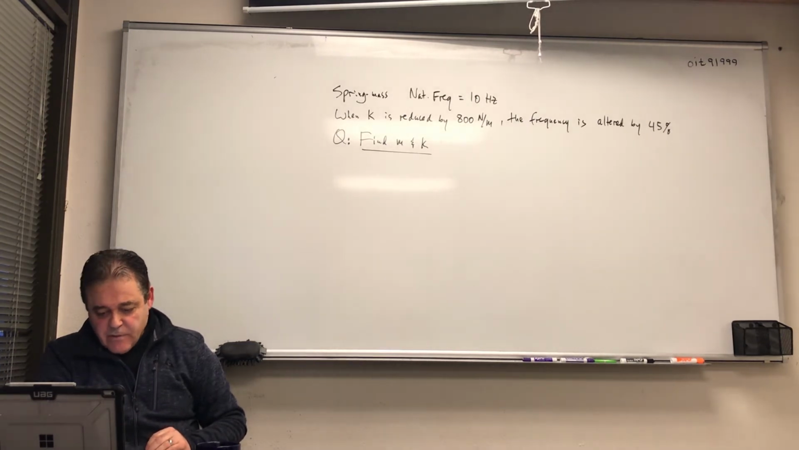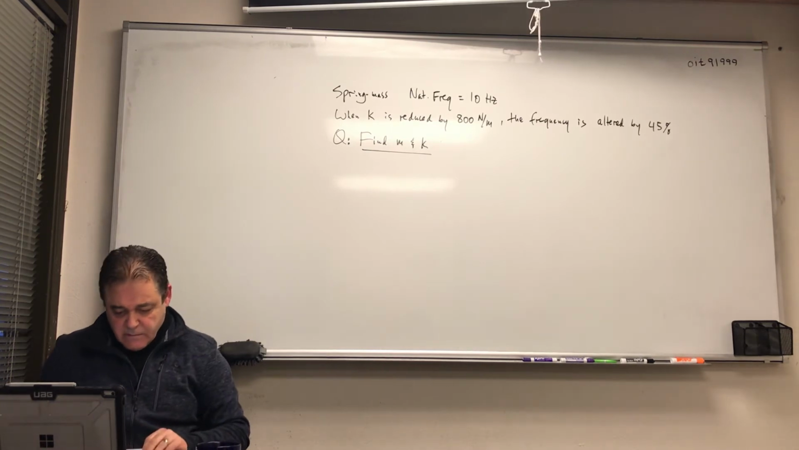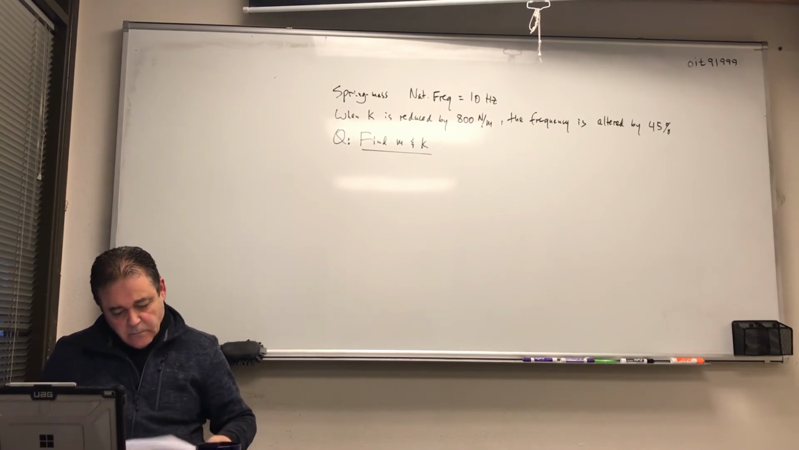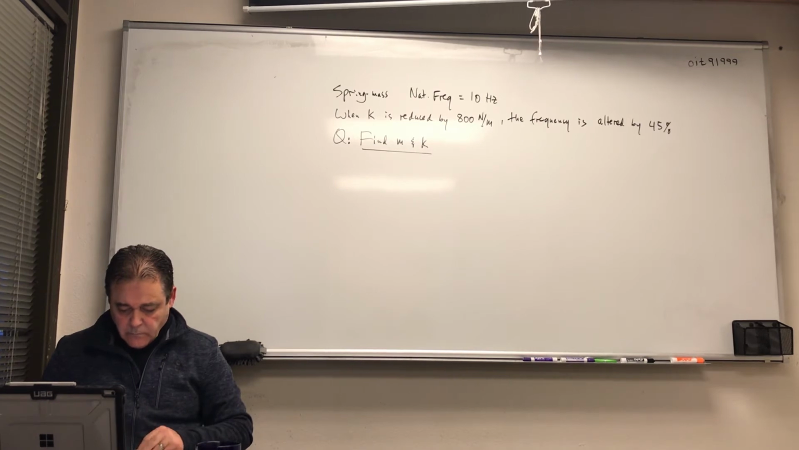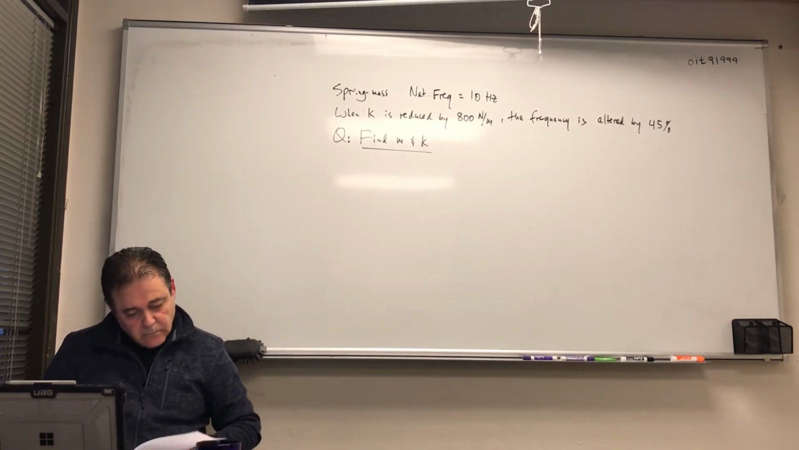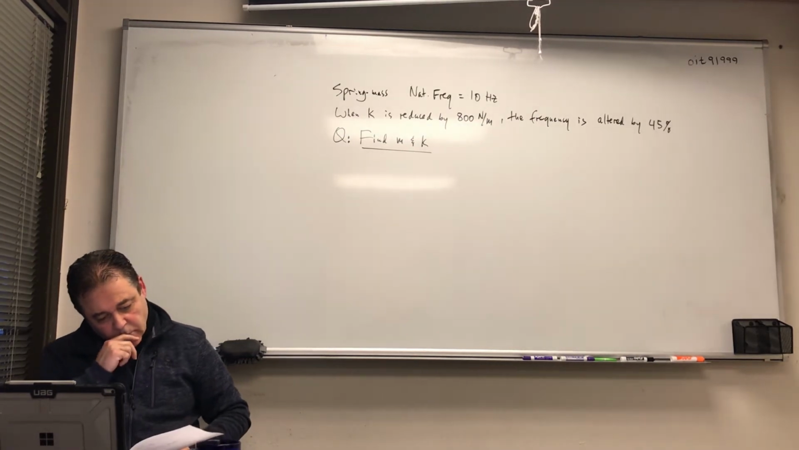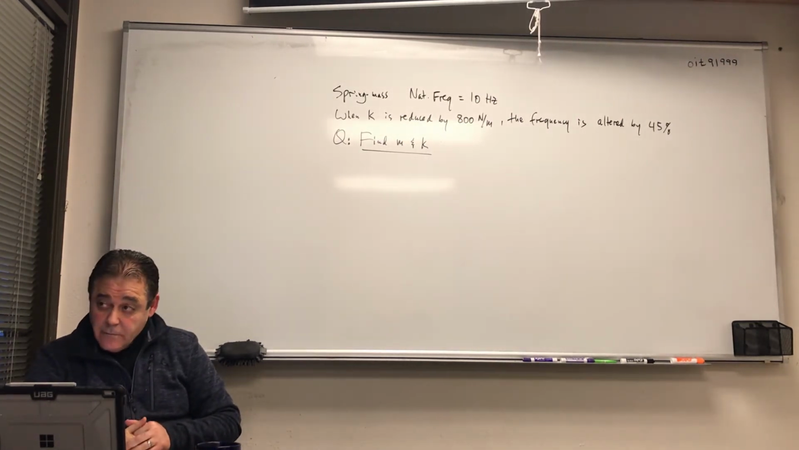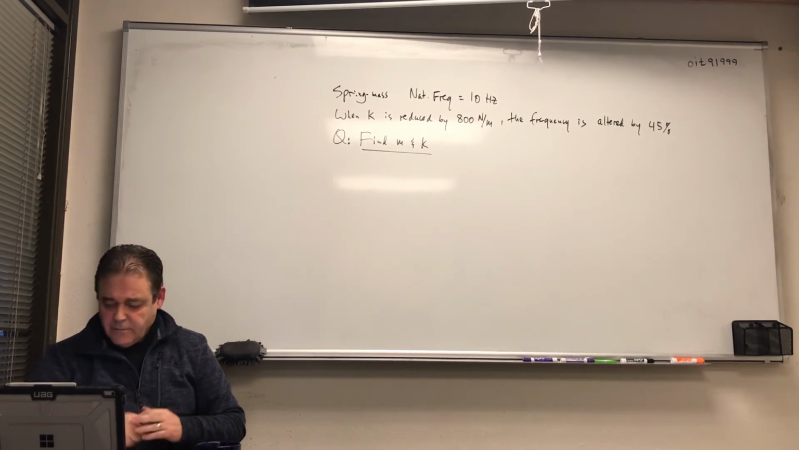So, anyone wants to take a little stab at this? K is reduced by 800, so it's K minus 800, right? Minus 800 divided by the mass. You want someone to go up there? Yeah. That'd be nice. I can try. Okay.